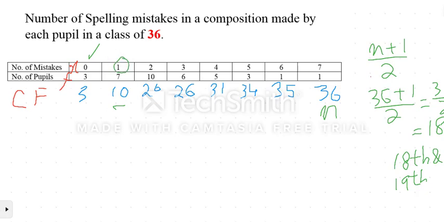And the number which is from the 11th to the 20th position, 11, 12, 13, 14, 15, 16, up to the 20th, will be 2. And the number from the 21st to the 26th position will be 3. But we need which number is on the 18th position and 19th position. Let me see again. For the number from the 11th to the 20th position, it will be 2. Please check it again.